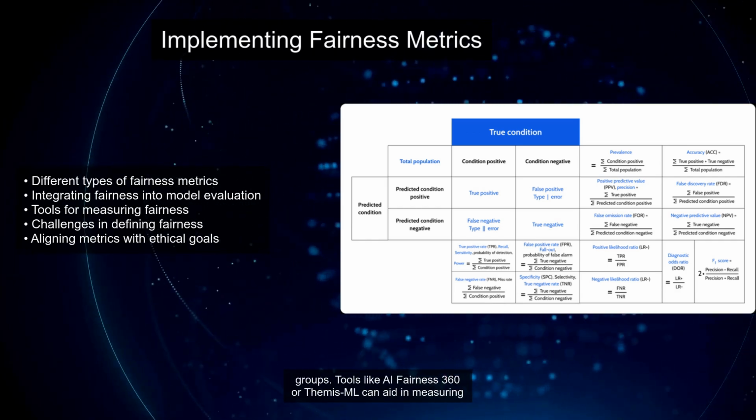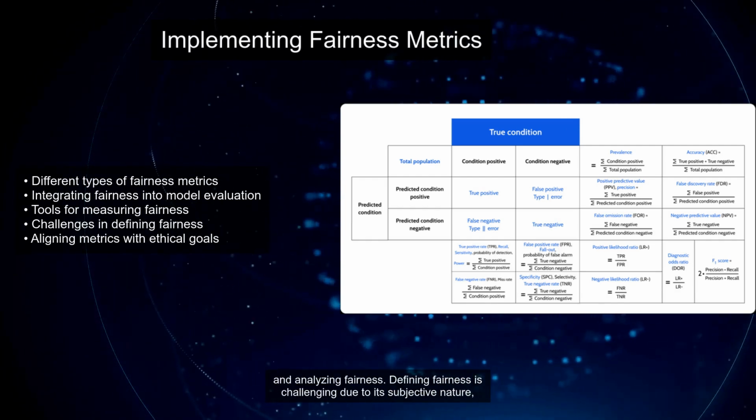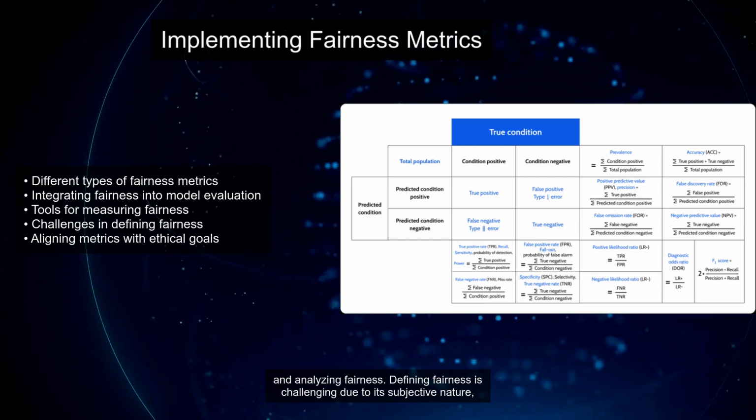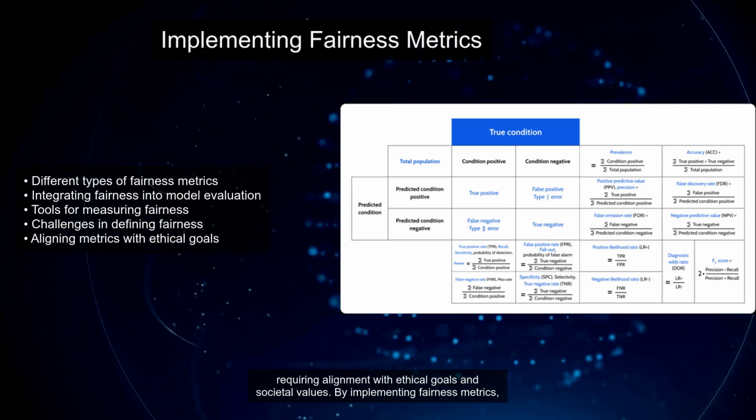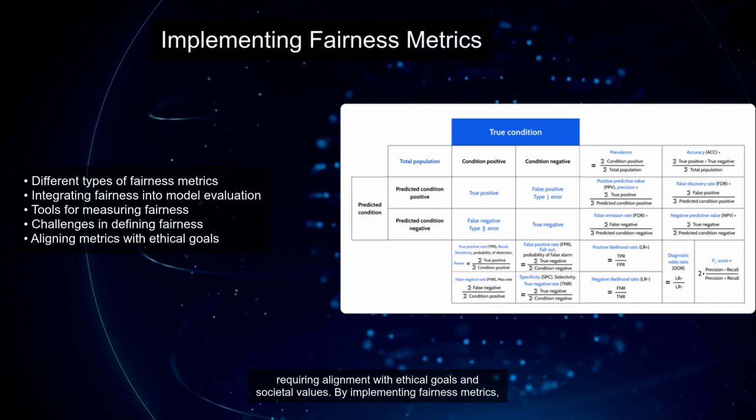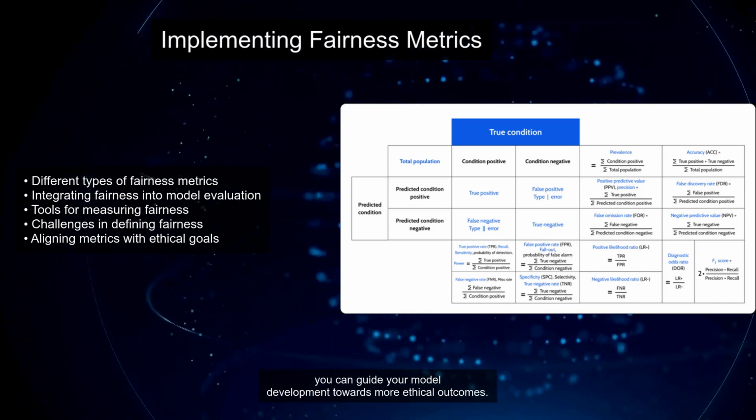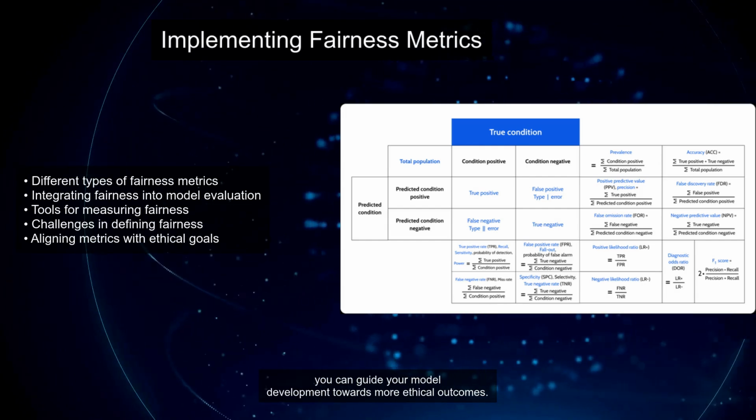Tools like AI Fairness 360 or Themis ML can aid in measuring and analyzing fairness. Defining fairness is challenging due to its subjective nature, requiring alignment with ethical goals and societal values. By implementing fairness metrics, you can guide your model development towards more ethical outcomes.